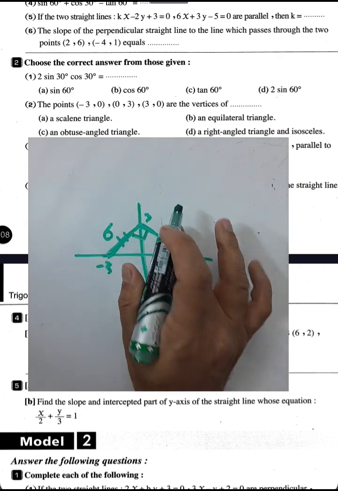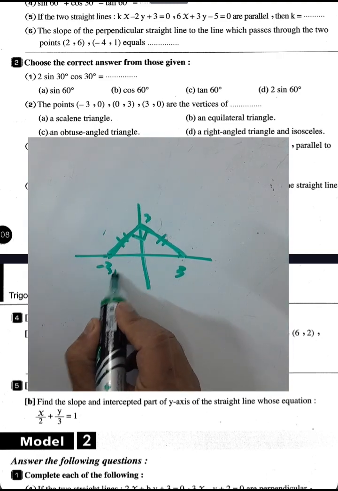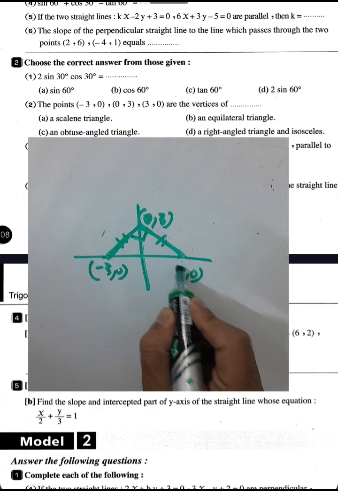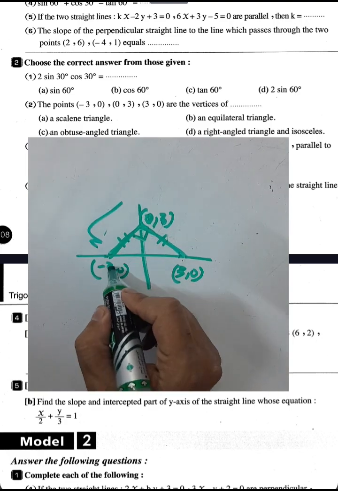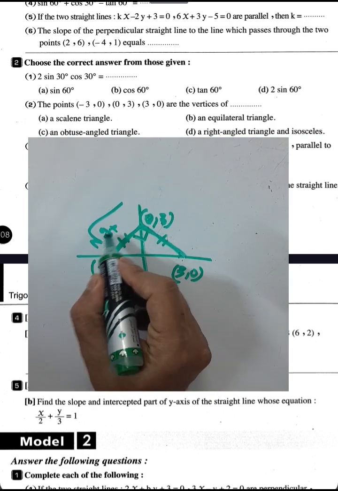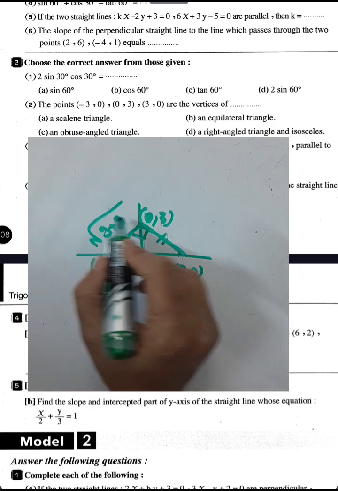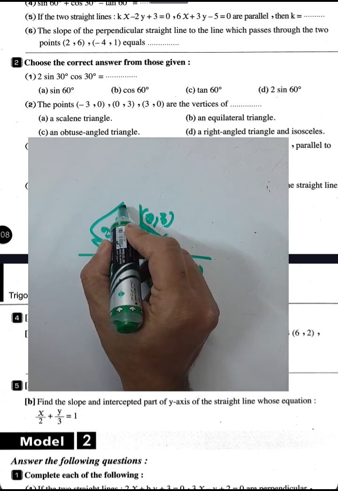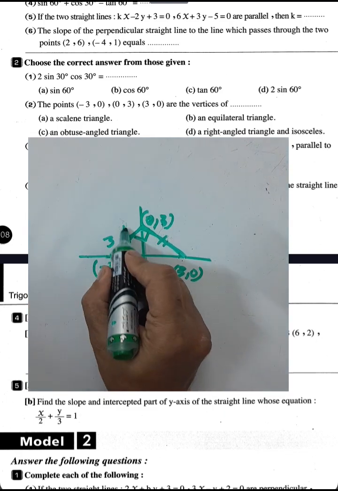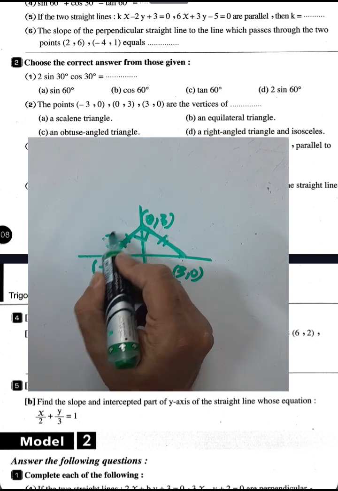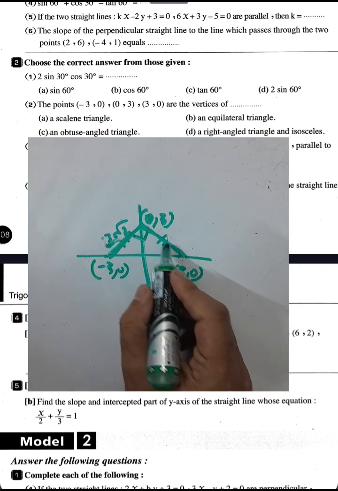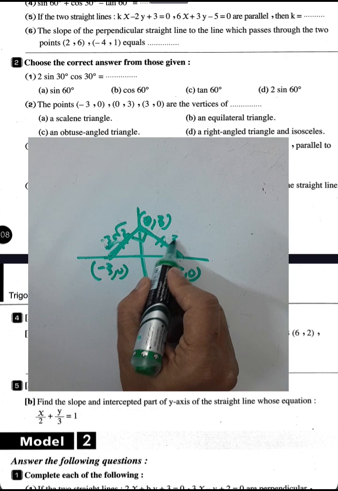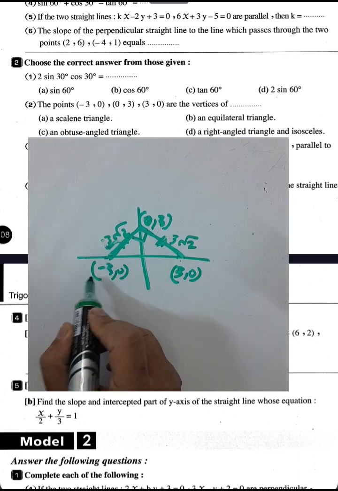Square root of, again we have here -3 and 0 and here 0 and 3, and this point 3 and 0. You can find the square root of (-3 minus 0) to the power 2 plus (3 minus 0) to the power 2. The result will be 9 plus 9, square root, it will be 3 root 2. This side length will be 3 root 2, and this line, square root of 9 plus 9, 9 times 2, will be 3 root 2. They are equal, then isosceles.